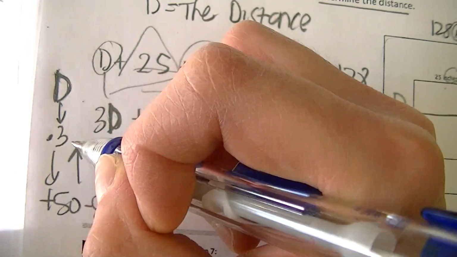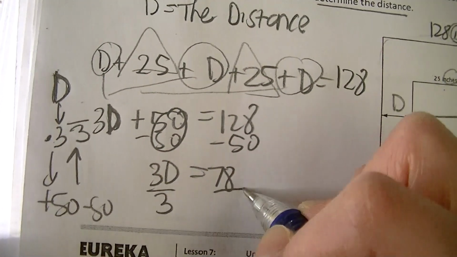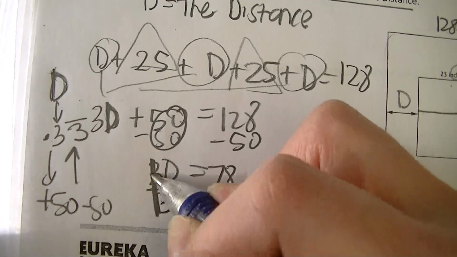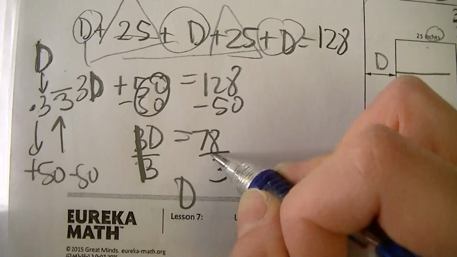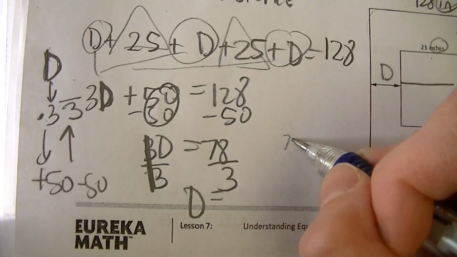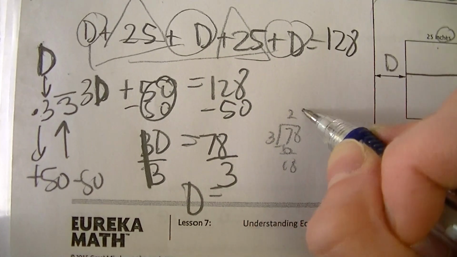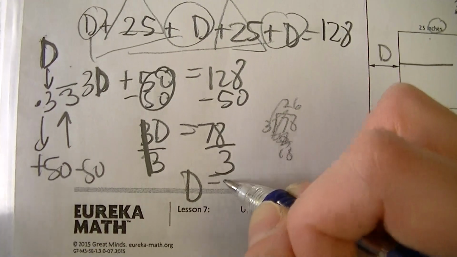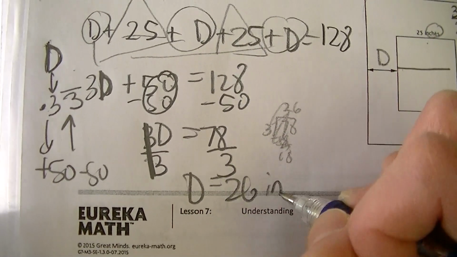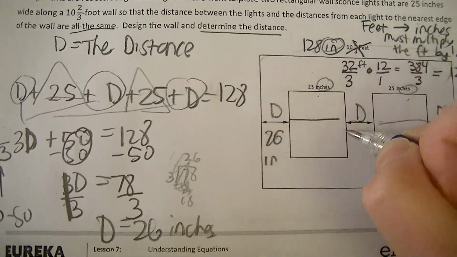Okay, let's go on back up. Inverse operation times by 3 is to divide by 3. So that's what you can do to both sides. 3 divided by 3 is 1. 1 times d is just d. 78 divided by 3 is 26. And remember, that's all in inches. So that distance right here is 26 inches.